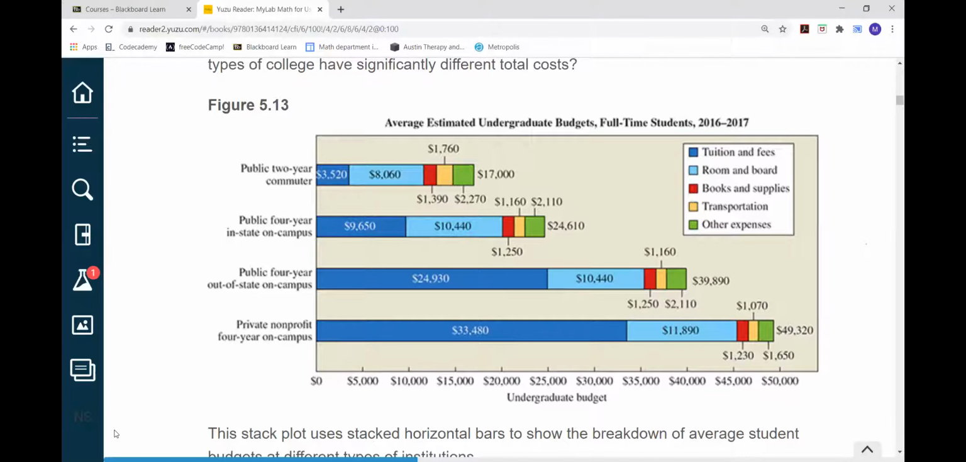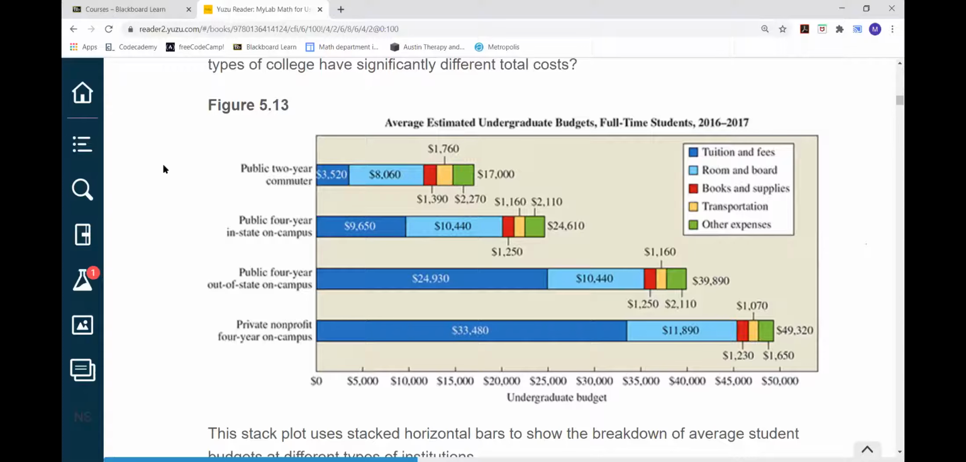Books and supplies, why would those be about the same? Because you're probably all buying from the same bookstore, right? Probably all the same book. Transportation, why would transportation cost more on this one than on the others? I think it's because you're commuting here, is what this says.